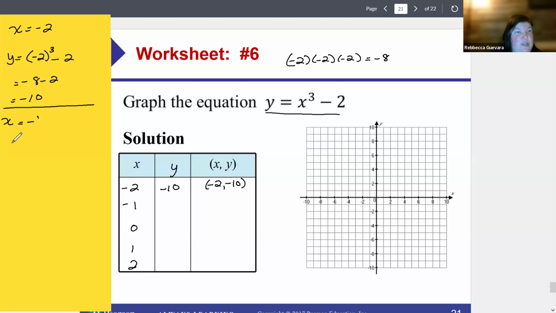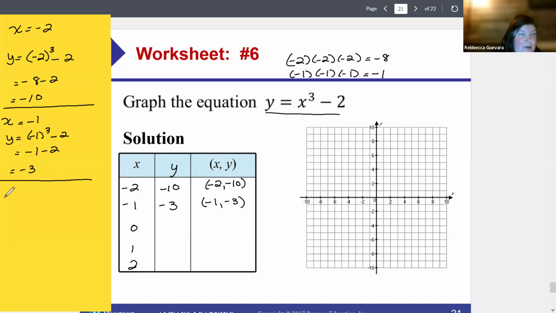If x is -1, then y is equal to (-1) cubed minus 2. So -1 times -1 times -1 is just going to leave me with -1. So this is -1 minus 2, or just -3 for y. If x is 0, then y is equal to 0 cubed minus 2. 0 cubed is just 0. And we're just left with a negative 2.